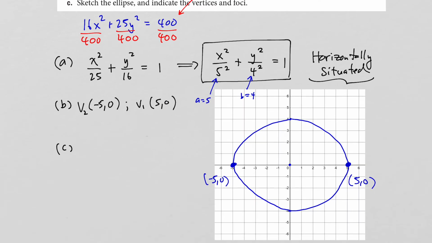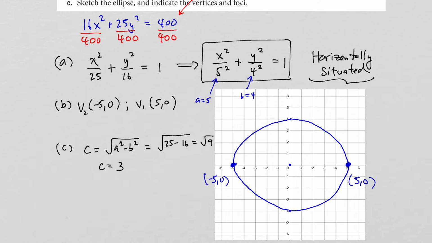Now we know the foci are going to be somewhere on this major axis, and we know that they are going to occur c units from the center. So we need to calculate the value of c. Now we know that c is equal to the square root of a squared minus b squared. So for this problem, that's the square root of 25 minus 16, which is the square root of 9, and so we know that c is equal to 3.